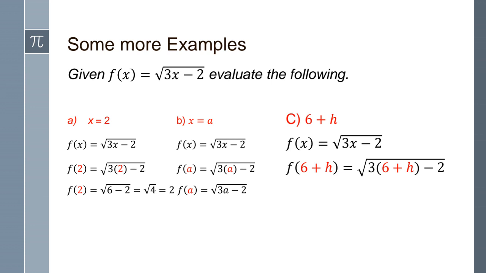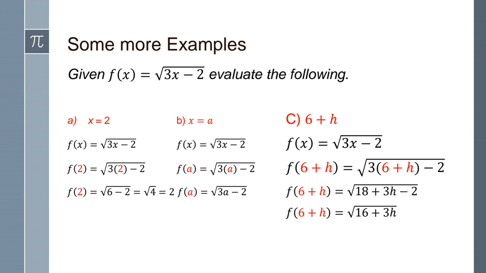Okay, guys. So let's finish this off for Miss Chuka. I think she lost her connection. We're evaluating 6 plus h for this function. Everywhere we saw x, as Miss Chuka said, we're going to plug in the 6 plus h. Now we simplify by distributing that 3. 3 times 6 is 18, 3 times h is 3h, and then we have the minus 2.